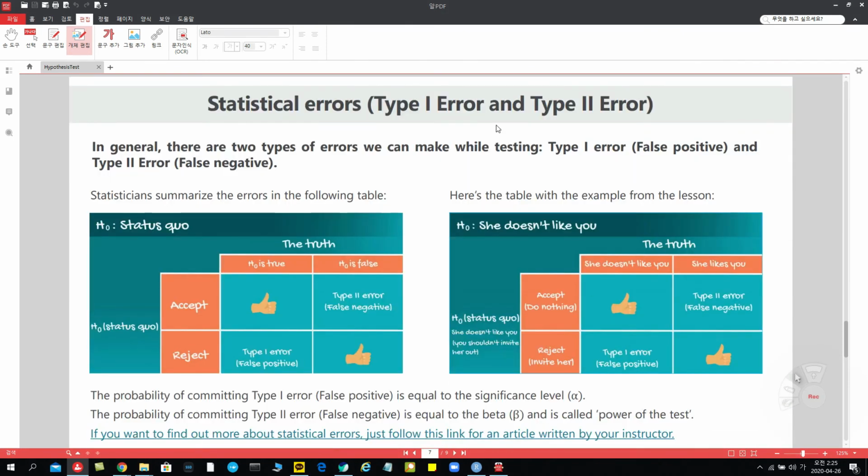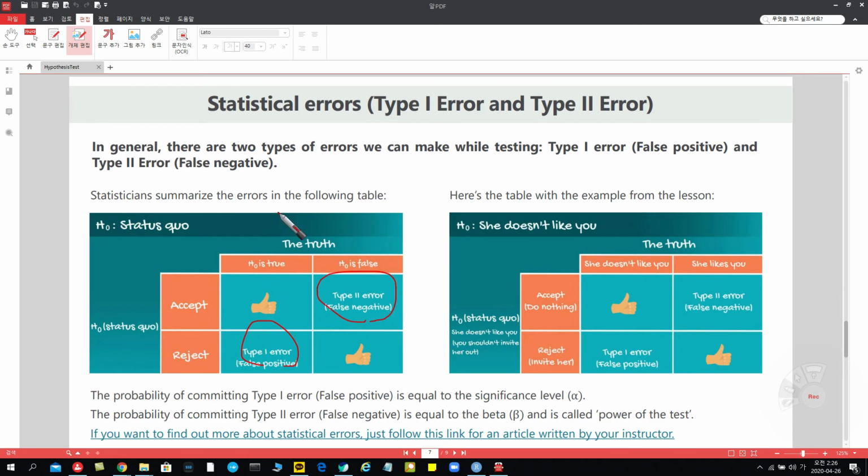Okay, this is Type 1 error, Type 2 error. I will mention this one. Look at this. H0 is true, so we accept this one. Is it the right answer? H0, the null hypothesis, is false, so we reject this one. So our interest is here, this region, these two parts, right?